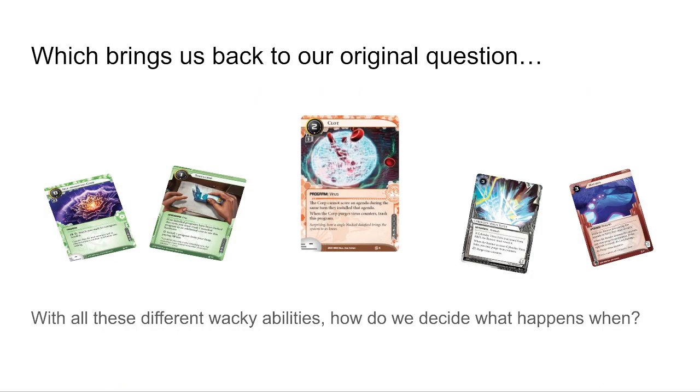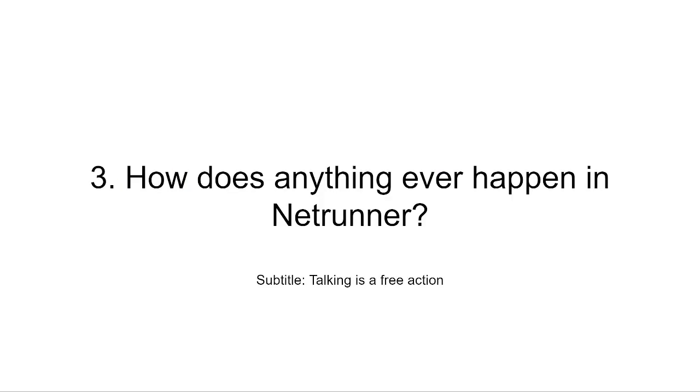And that brings us back to our original question. With all these wacky abilities that theoretically can happen whenever you want, how do we decide what happens when? And the answer to that is in Section 3. How does anything ever happen in Netrunner?